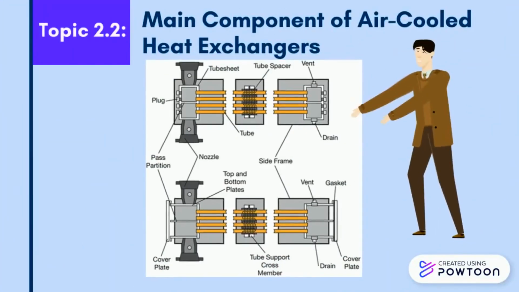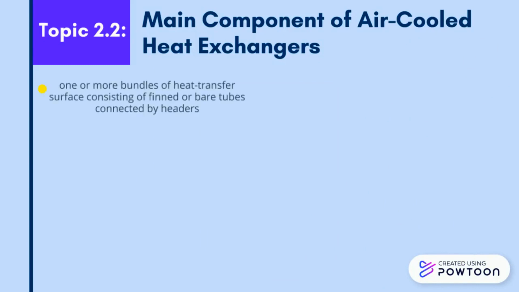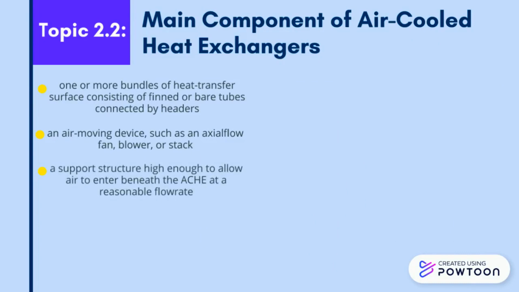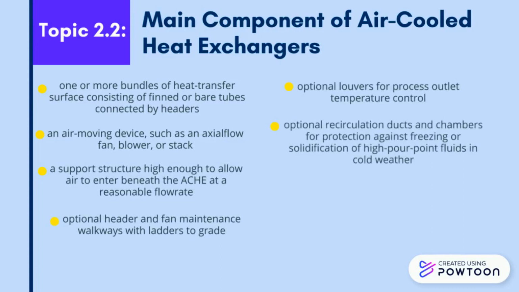Next, a typical air-cooled heat exchanger has the following components. 1. One or more bundles of heat transfer surface consisting of finned or bare tubes connected by headers. Second, an air moving device such as an axial flow fan, blower or stack. Third, a support structure high enough to allow air to enter beneath the air-cooled heat exchanger at a reasonable flow rate. Fourth, optional header and fan maintenance walkways with ladders to grade.